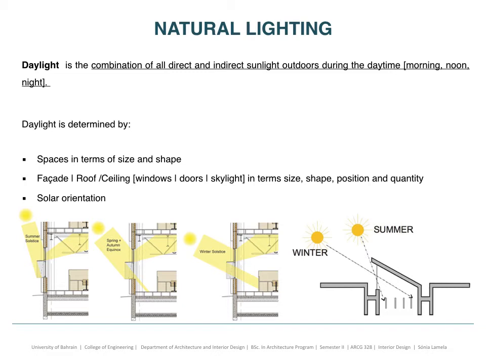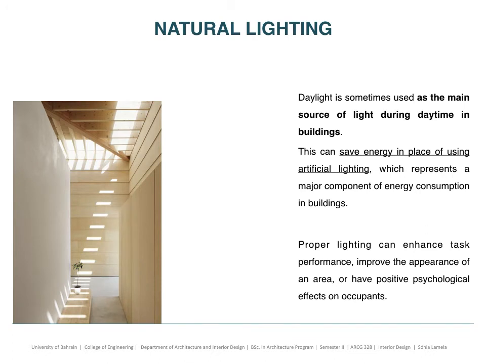We should always think that it is a combination of both direct and indirect sunlight that could be all through the day. The daylight is determined by the shapes, in terms of size and shape. It interferes with the type of daylight that enters the space. Also the type of facade, roof or ceiling, and also the size, shape, position, and amount of windows, doors, or skylights in a specific project, and the solar orientation, also depending on the season and the country that we are designing for.